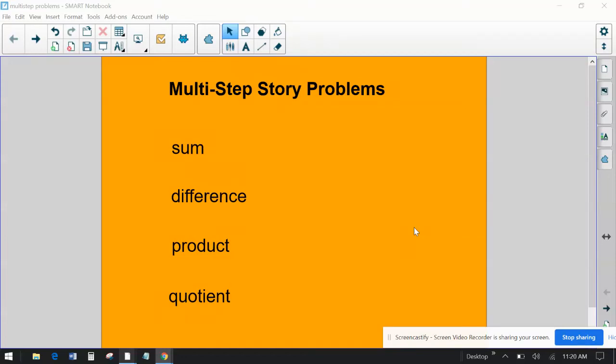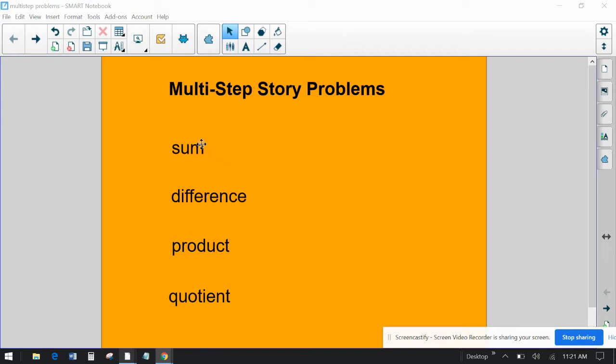Hi, boys and girls. So today we're going to focus in on multi-step story problems. These are the type of story problems where you don't just do one step. There are multiple steps. There could be two steps, maybe even three steps that you need to take in order to solve the problem. This is much closer to how problems are in the real world. When we think about doing math in the real world, most problems aren't just one step. They're mostly a couple different steps.